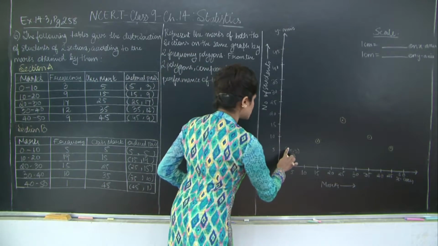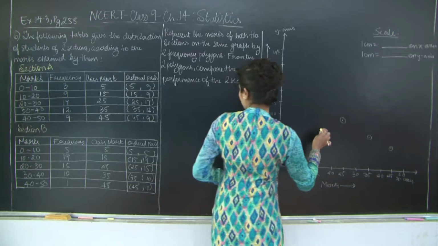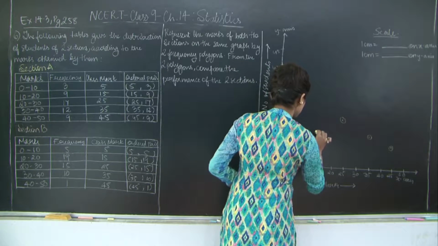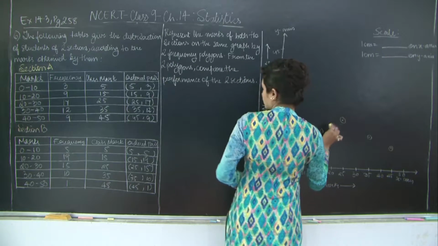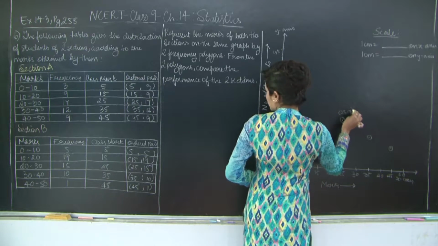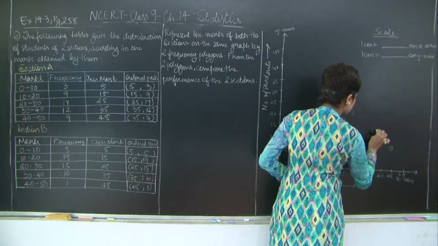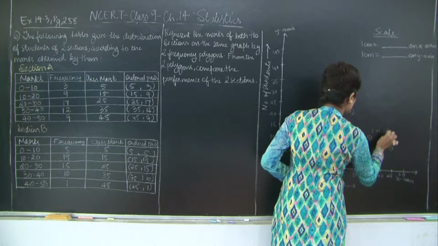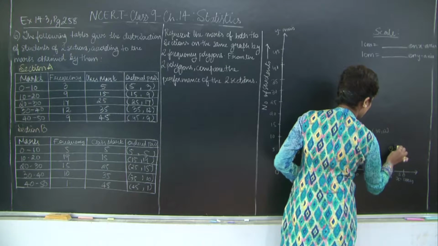Then I have, this is 5, 3. Then I have 15, 9. Then 25, 17. Then 35, 12. And 45, 9.